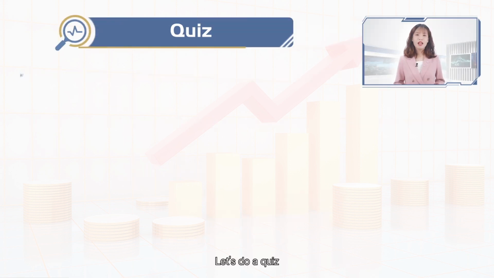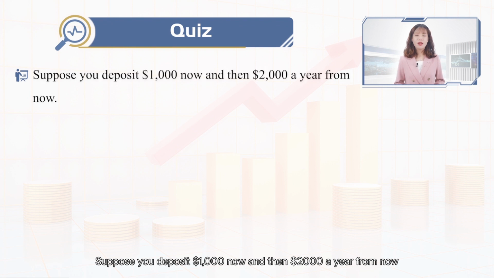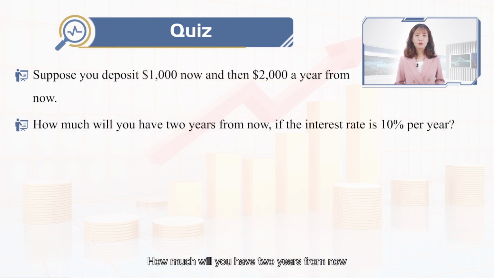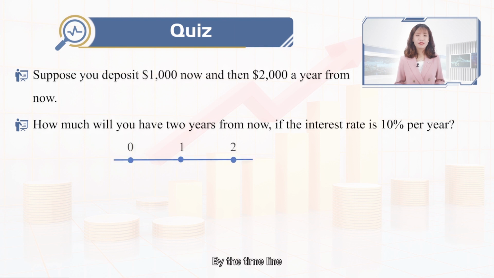Let's do a quiz. Suppose you deposit $1,000 now and then $2,000 a year from now. How much will you have 2 years from now if the interest rate is 10% per year? By the timeline, at time 0, there is a $1,000 outflow from you. And at the end of the first period, there is another $2,000 outflow.